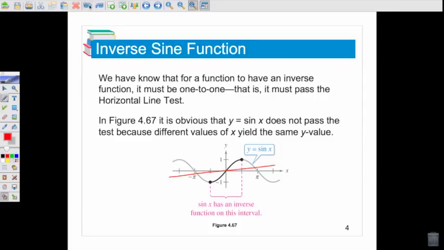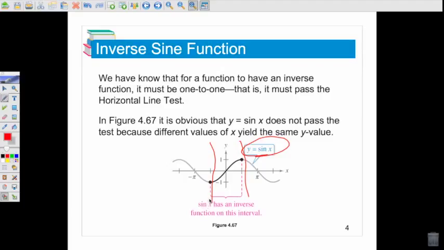So, what do we do about that? In order to have an inverse for the sine function, for the cosine function, and so on, we need to restrict the domain. We need to restrict how far it moves on the x-axis. And that's what this is right here. The highlighted in black part is where we are going to restrict the domain.